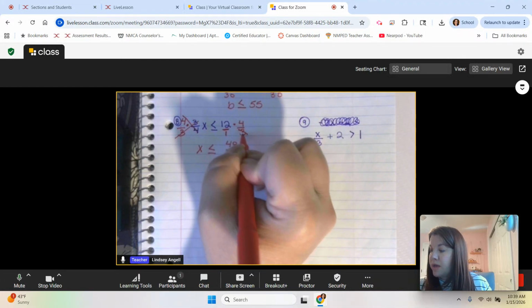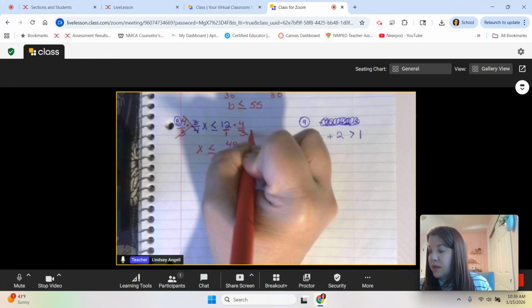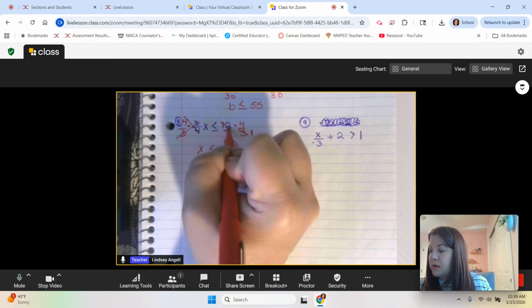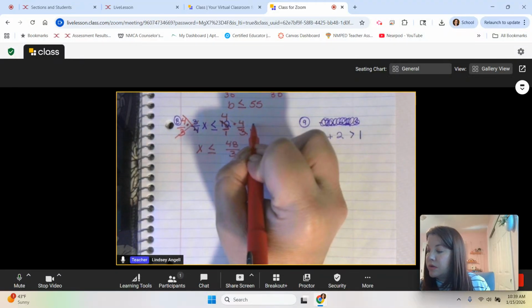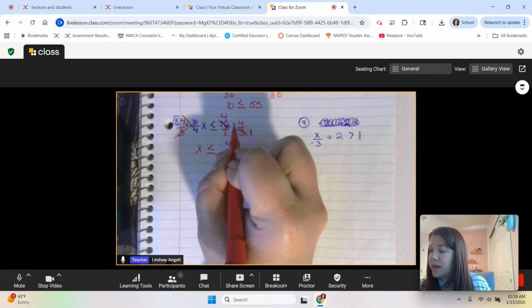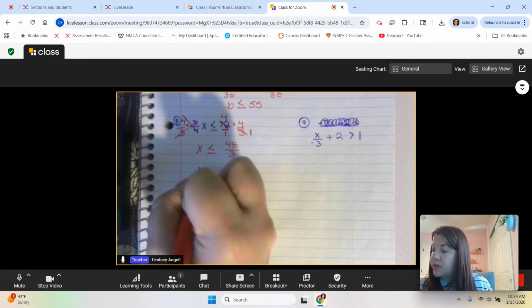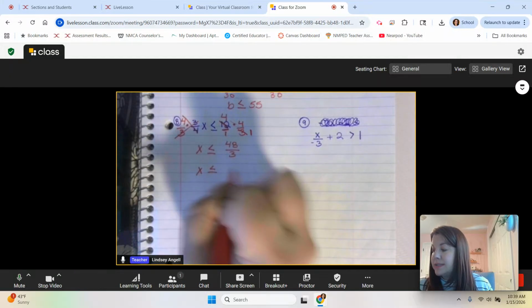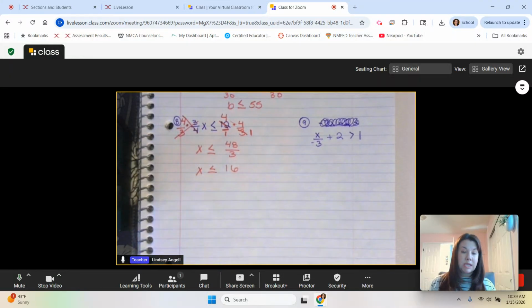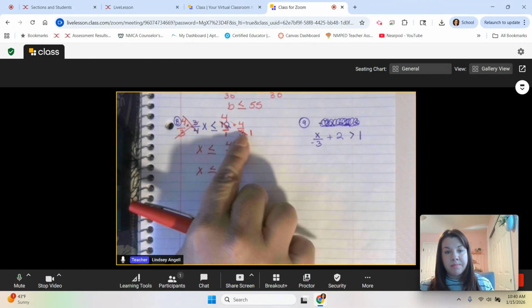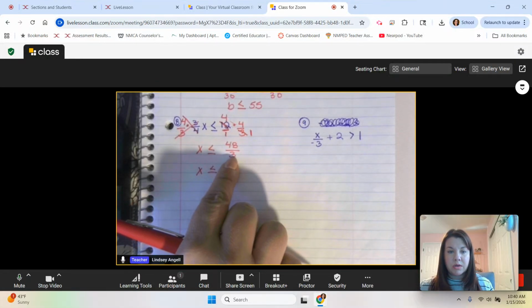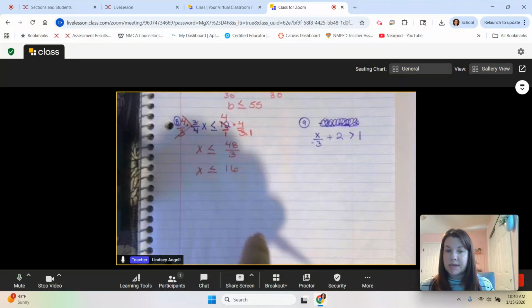If I divide the 12 and the 3 by 3, well, 3 divided by 3 is 1. 12 divided by 3 is 4. Now I'm down to 4 over 1 times 4 over 1, which is 16. So x is less than or equal to 16. All right, and then 48 divided by 3 is also 16. So no matter which method you use, either pulling out the 3 or going through with the division, you should get down to 16 either way.